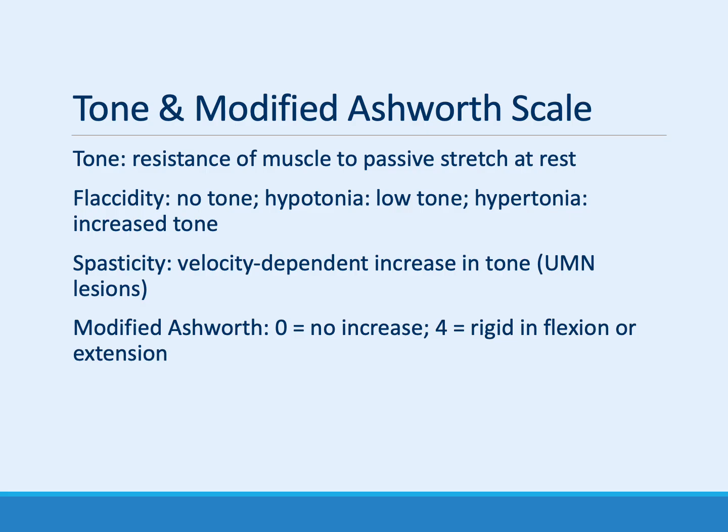The modified Ashworth scale helps us to score tone, and it ranges from 0 to 4. So 0 is no increase in tone. 1 is a slight increase in tone with a catch and release or minimal resistance at the end of range. 1+ is a catch followed by minimal resistance through less than half of the range. 2 is a more marked increase in tone, but the limb is still easily moved. 3 is a considerable increase in tone with difficulty moving the limb. And 4 is the limb is rigid in flexion or extension, so it holds one position.